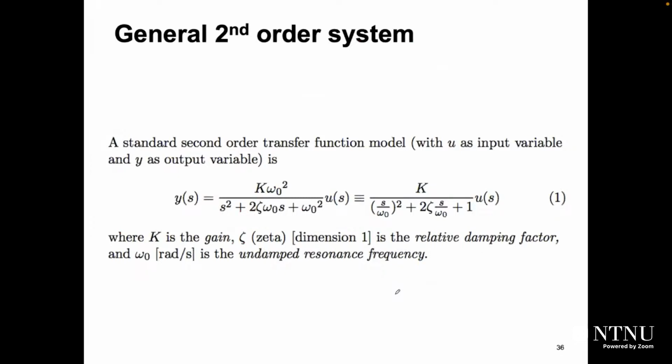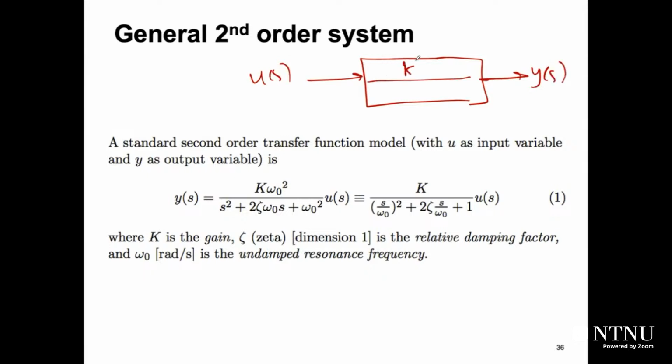So this is a general, standard second order transfer function with u as the input variable and y as the output. This is my system. So if your system input is U of s, the output is Y of s. So your transfer function will be K multiplied by omega naught squared, divided by s squared plus 2 zeta omega naught s plus omega naught squared. This is the general form of the transfer function of your second order system.